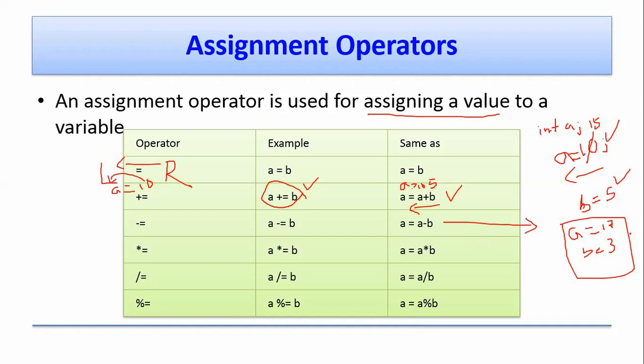A is 14, sir. B is 20. No, no. Now only this statement is executed, only this one. After the execution of this expression, what is the value of A? What is the value of B?